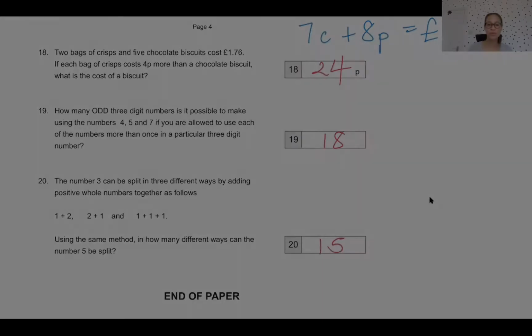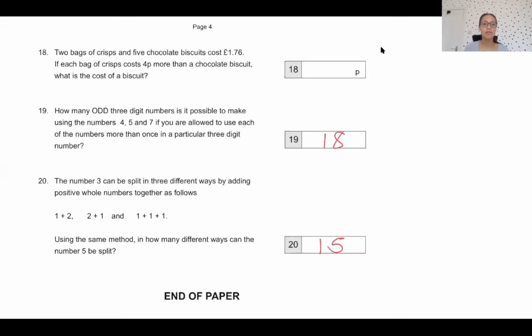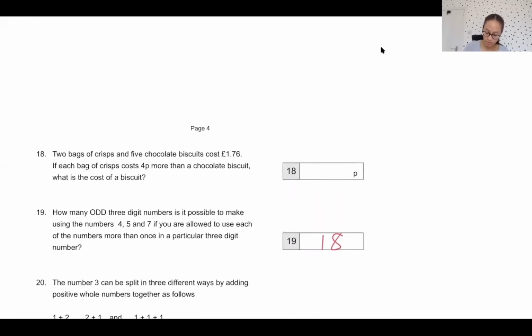So 2 bags of crisps and 5 chocolate biscuits cost £1.76. If each bag of crisps costs 4p more than a chocolate biscuit, what is the cost of a biscuit? Can you mute for me, guys? I can hear someone. So if each bag of crisps costs 4p more than a chocolate biscuit, what is the cost of a biscuit?